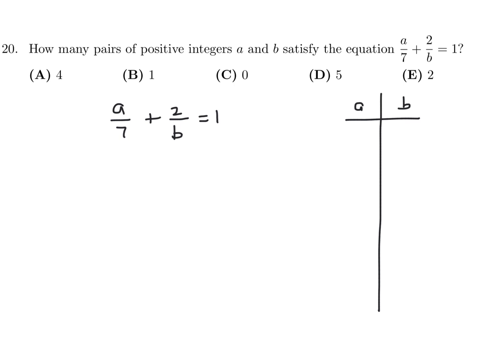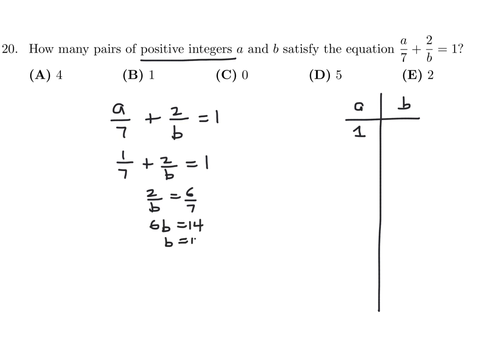Now, let's keep in mind that they're positive integers. So we're going to start with the smallest positive integer, which is 1. When you have 1, you're going to have 1 over 7 plus 2 over b is equal to 1. 2 over b is equal to 6 over 7. And therefore, 6b is 14. Therefore, b is 14 over 6. Now, the problem there is that that's not an integer, so this is not a solution.